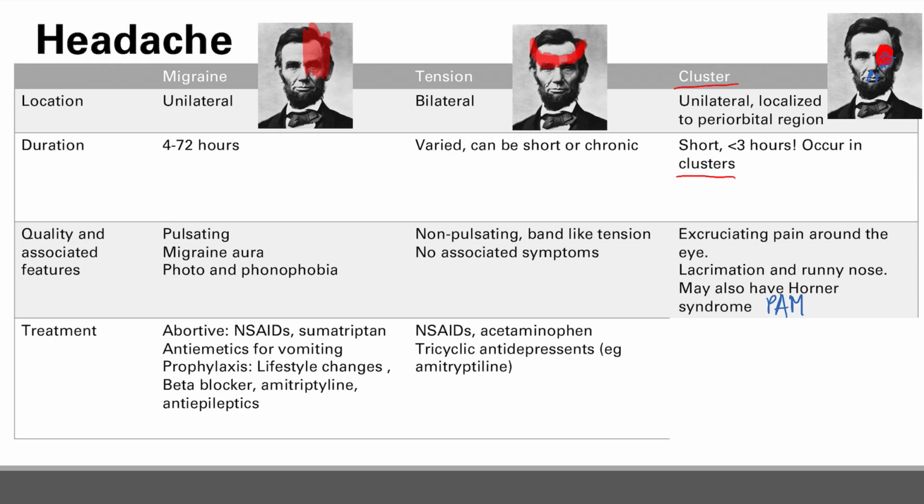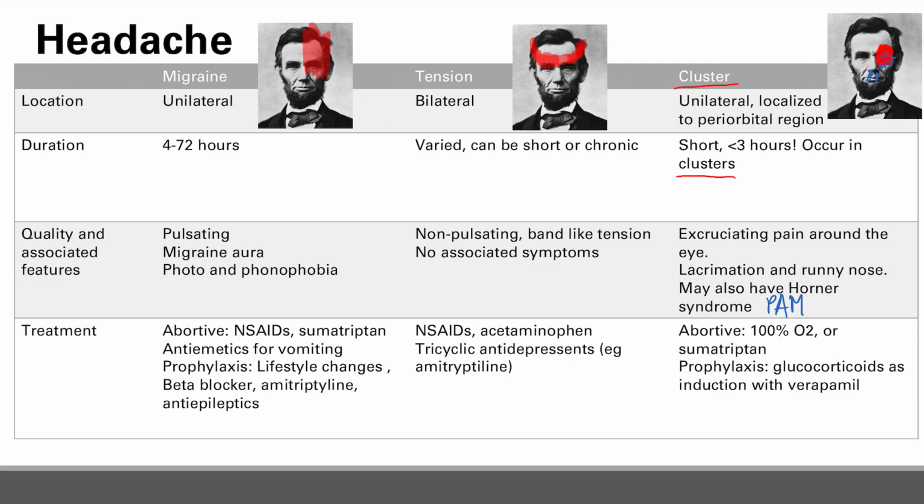So again, it's basically very severe pain around the eye and a lot of runny symptoms, so lacrimation and runny nose. And again, you can have abortive as well as prophylaxis treatment. So treatment for abortive symptoms includes 100% O2. So that's just inhaling pure oxygen. Remember, the air is 20% O2. So if you have a cluster headache, what really helps is inhaling pure oxygen.